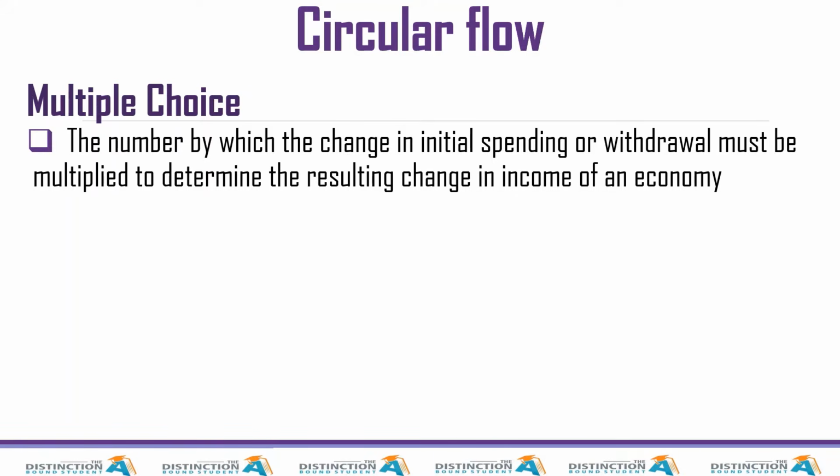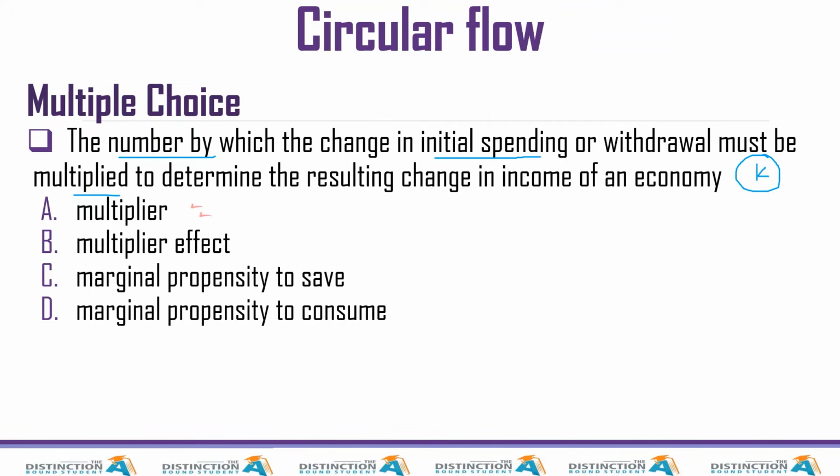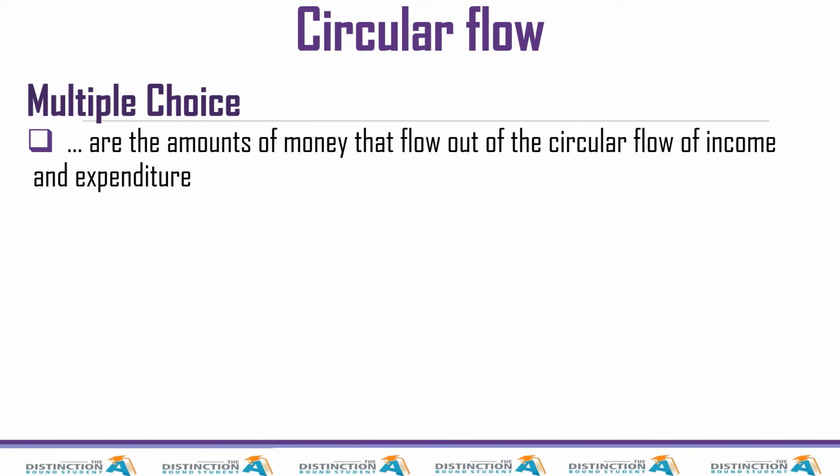Right, the next one. The number by which the change in initial spending or withdrawal must be multiplied. Come on, you can see where we are going. I might not say the answer, but here's the answer. Is it the multiplier? Is it the multiplier effect? Marginal propensity? The answer is the multiplier. Like I said, it's K. Right, next question.